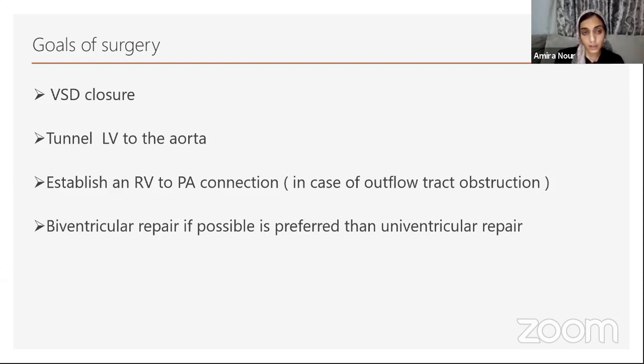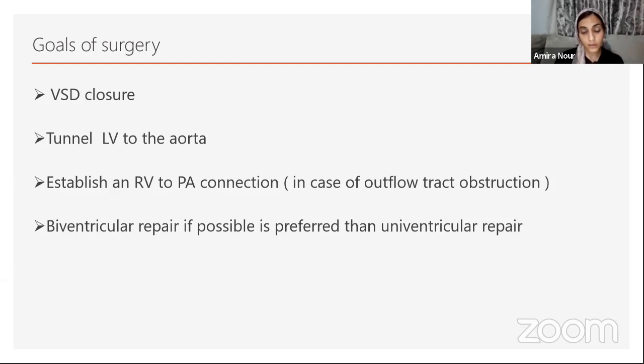As Dr. Hatem said previously, the aim is to close the VSD, but not to close it and leave the left ventricle without an outflow, because it is the outflow for the left ventricle. You should tunnel or baffle the blood flow from the left ventricle to the aorta. And the third important point: if you have a pulmonary valve obstruction or an outflow tract obstruction, you should establish a patent RV to pulmonary artery connection.